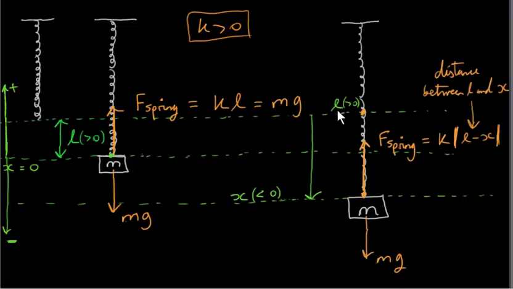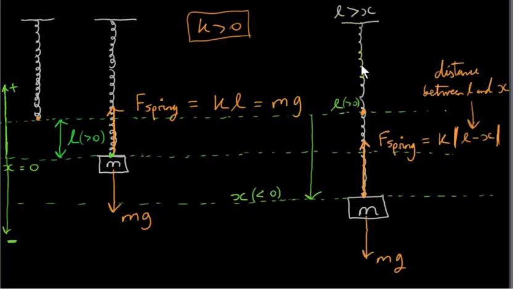L, you could think of L as a positive number. It's the equilibrium position of the spring. See, it's above x equals 0, so it's positive. Whereas x for this position is negative, because m is below the equilibrium position. Anyway, we just subtract the numbers, and that's how we get the distance. And just get the absolute value or magnitude to make that positive, because we want the magnitude of F spring here. We want that to come out to be positive.